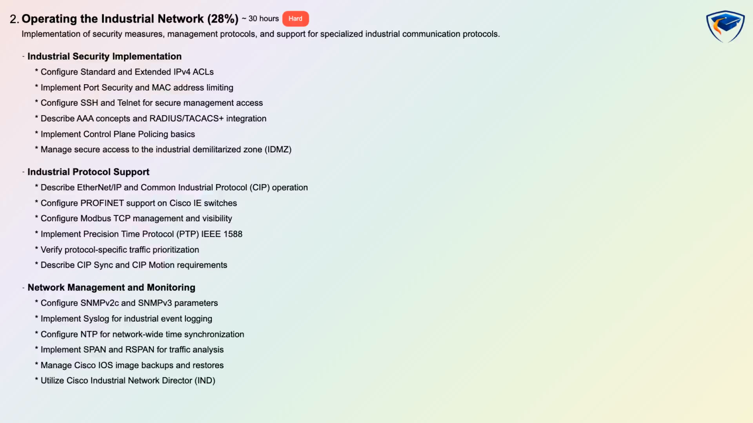Operating the industrial network is 28% of the exam and emphasizes security, management protocols, and support for industrial communication protocols. This domain is rated hard, estimates 30 hours of learning, and is assessed with scenario-based tasks to validate practical decision-making.